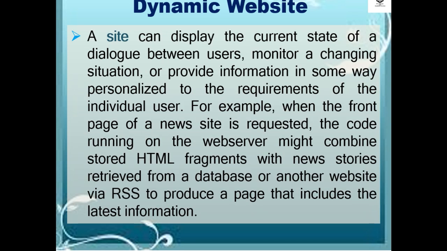A site can display the current state of a dialogue between users, monitor a changing situation, or provide information in some way personalized to the requirements of the individual user. For example, when the front page of a news site is requested, the code running on the web server might combine stored HTML fragments with news stories retrieved from a database or another website via RSS to produce a page that includes the latest information.